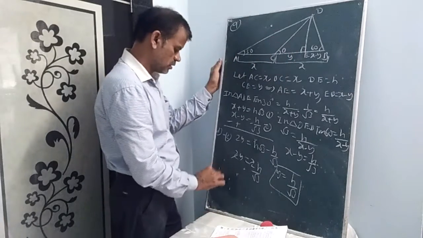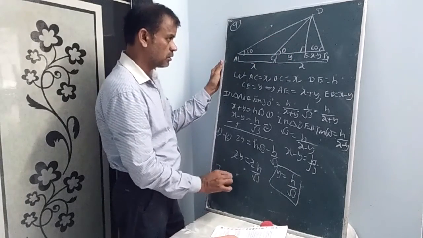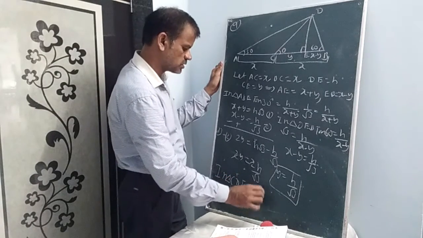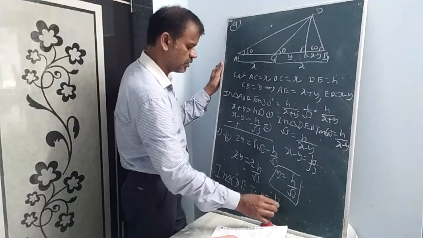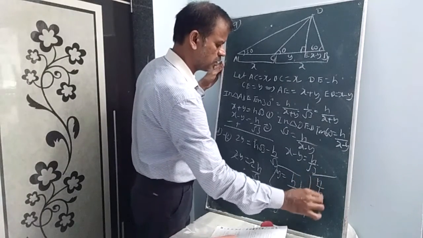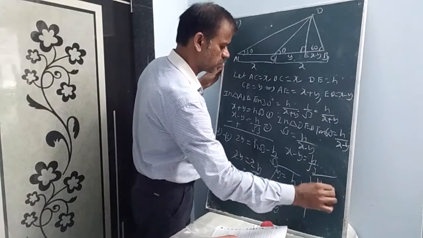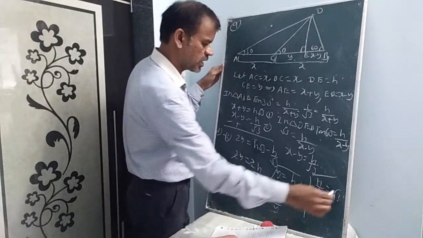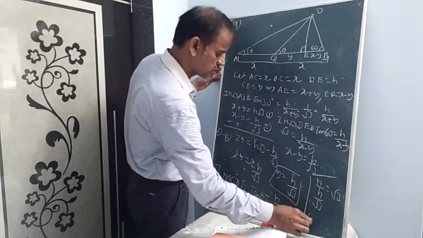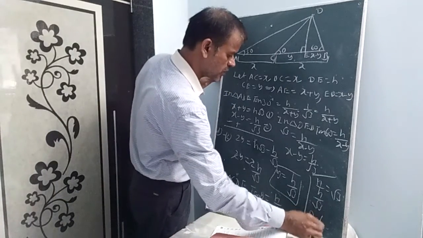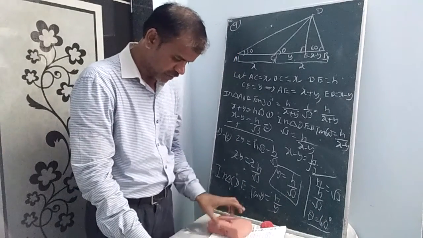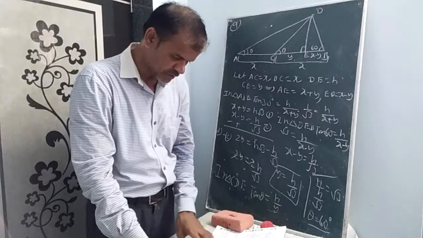In triangle CDE, tan theta is equal to h by y. So h divided by h by root 3 gives root 3. So tan theta is equal to root 3. Theta is equal to how many degrees? 60 degrees. Whenever tan theta equals root 3, theta is equal to 60 degrees. According to the options, the 9th question is the second option.